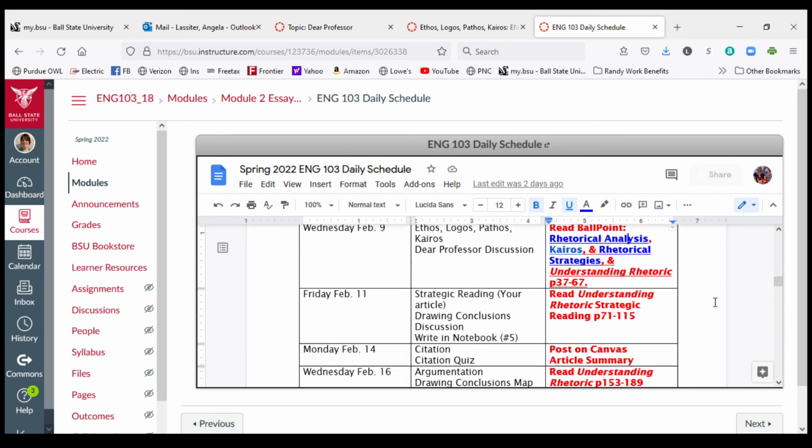Okay, so then for Friday, February 11th, make sure that you bring your computer so we can write in our notebook. Make sure that you read Understanding Rhetoric, Strategic Reading, pages 71 through 115. And then we'll probably do a class activity in class. Sorry guys, I think that's it. I think you're good to go. There's less reading this week, and then there's really no reading for Monday. So you should have a nice quiet weekend.